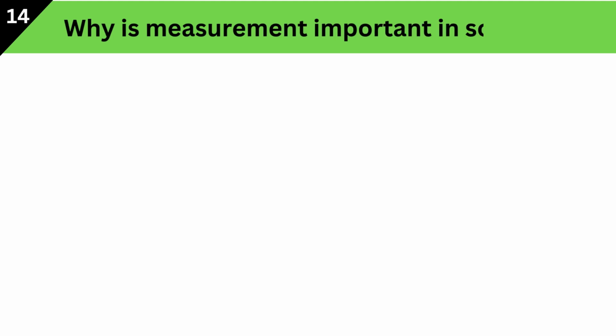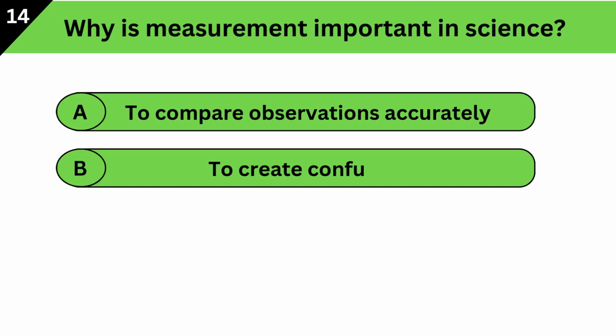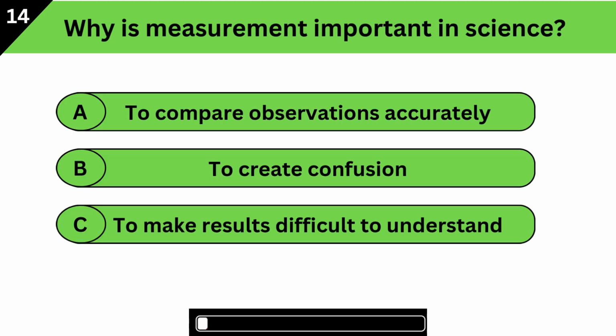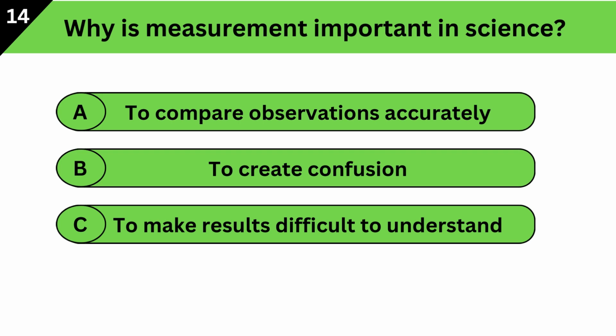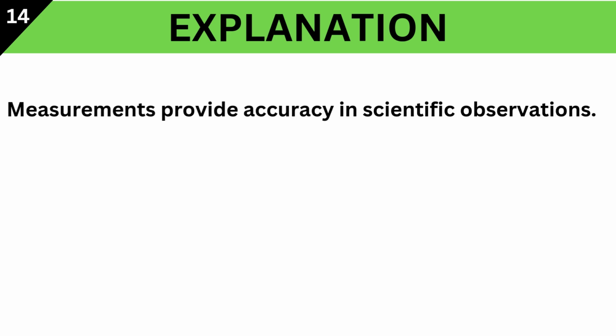Why is measurement important in science? Option A, to compare observations accurately. Option B, to create confusion. Option C, to make results difficult to understand. Correct answer. Explanation. Measurements provide accuracy in scientific observations.